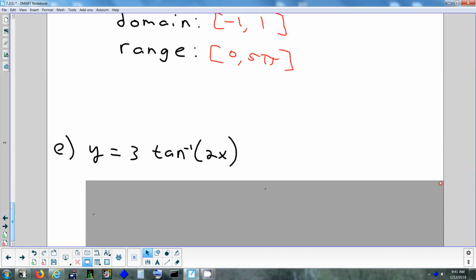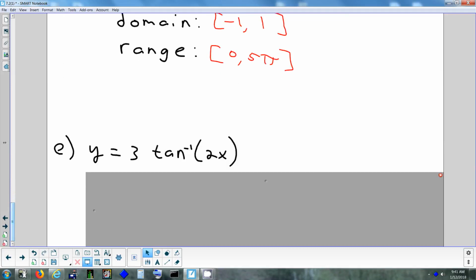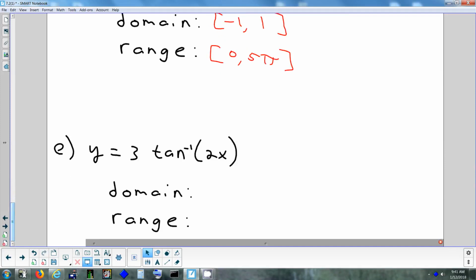And let's look at one with inverse tangent. Now, with inverse tangent, there's something you can't change. No matter how hard you try, no matter what numbers you put in, you can never change this. What's impossible to change with the inverse tangent? You can't change the domain. How come?